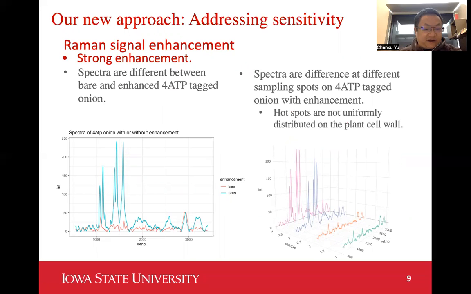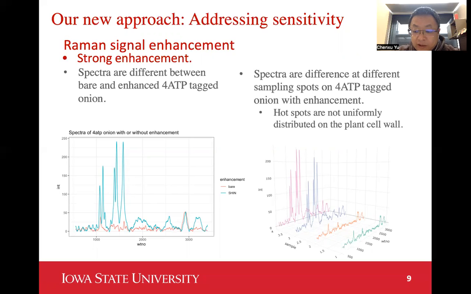And as you can see here, before and after the nanoparticle enhancement, the intensity of the 4-ATP labeled onion cell wall is increased significantly. And it should be noted that the enhancement sometimes is non-uniform.